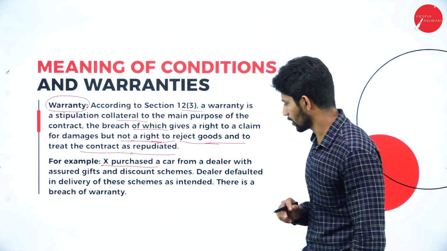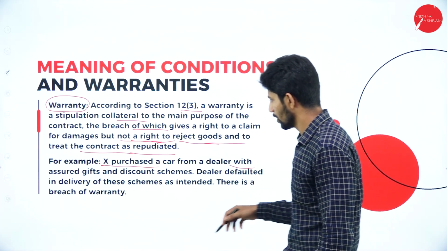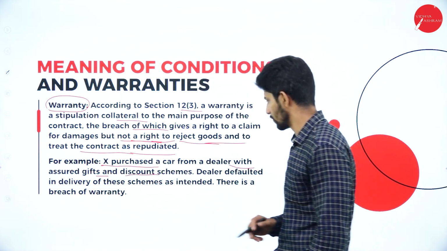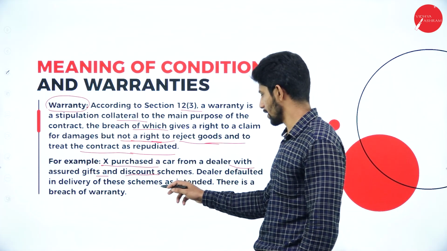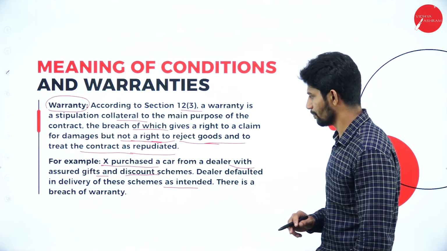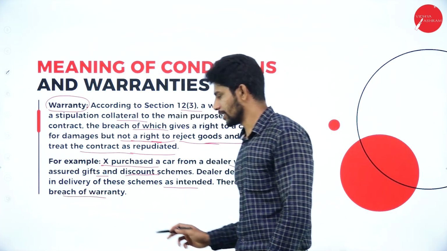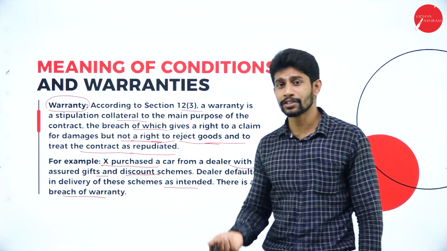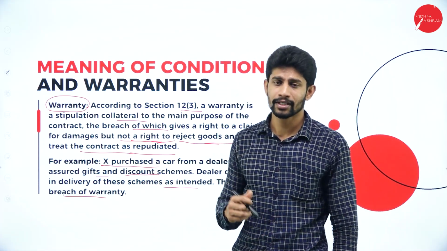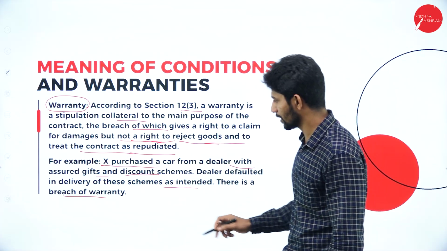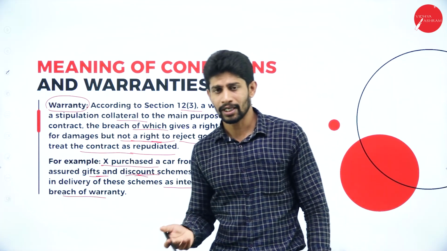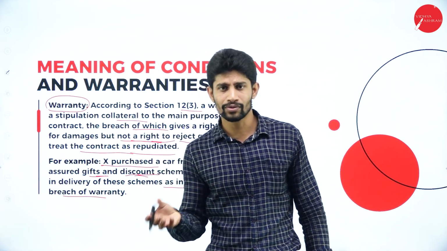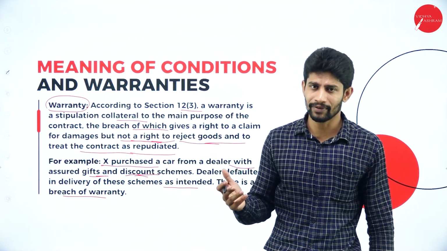Mr. X purchased a car from a dealer with assured gifts and discount schemes. The dealer defaulted in delivery of those schemes as intended. There is a breach of warranty. At the time of purchasing the car, he promised that he will give some gifts and discounts. But after purchasing the car, he failed to give those gifts. That is a warranty he had given.